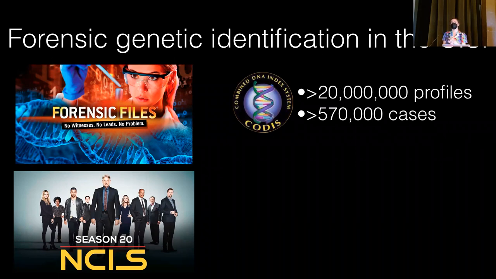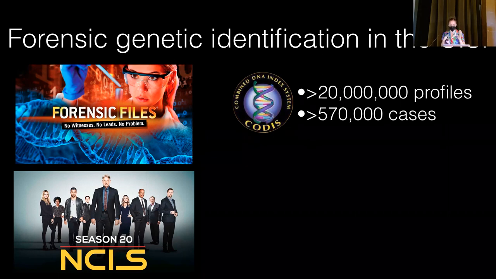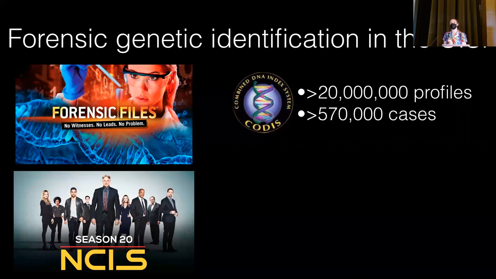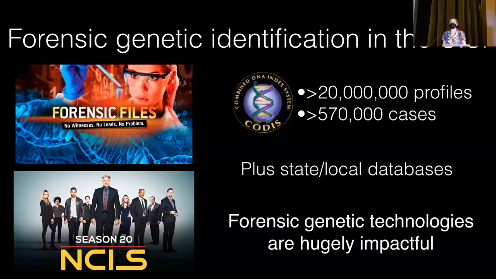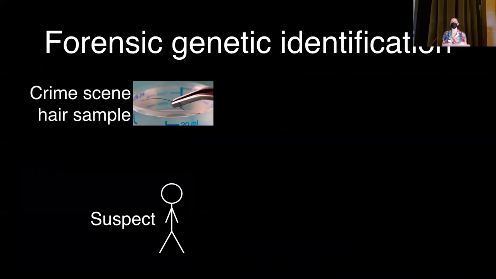That's people who have been convicted or accused of a felony, typically, although the rules are different in different jurisdictions. In addition, they maintain a database of over 500,000 forensic samples, and that database has been used to assist in over 500,000 cases. This is in addition to profiles stored in state and local databases. So all of this is to say that forensic genetic technologies have a very large social impact in the United States.